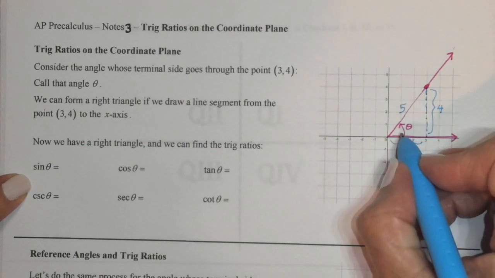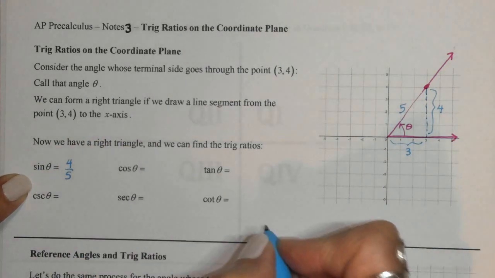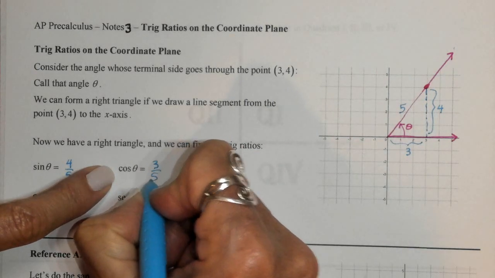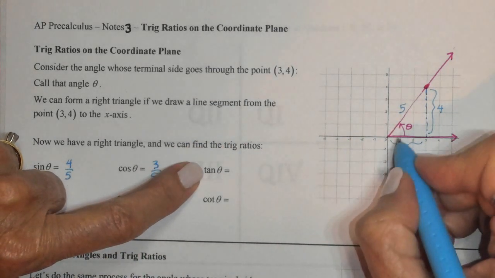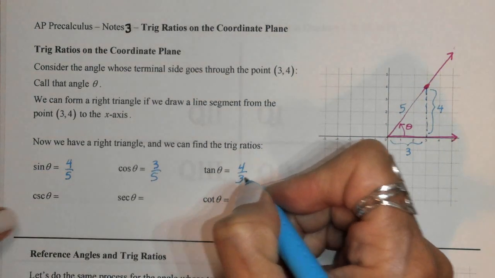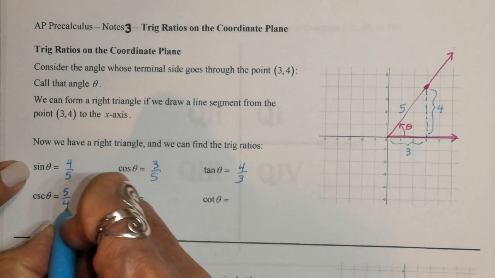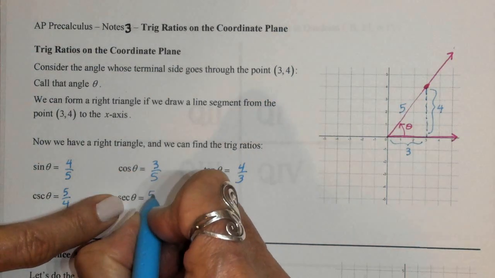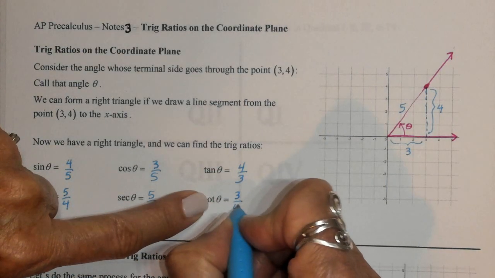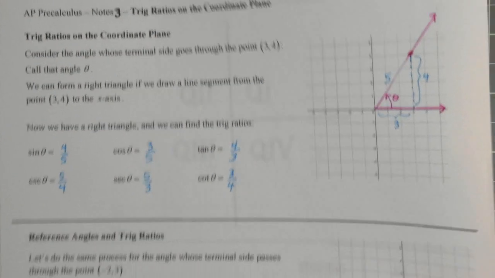So sine of theta would be 4 over 5, opposite over hypotenuse. Cosine of theta is 3 over 5, adjacent over hypotenuse. Tangent is opposite over adjacent, so 4 over 3. Cosecant is the reciprocal of sine. Secant is the reciprocal of cosine. Cotangent is the reciprocal of tangent. So we can pretty easily get those, right?